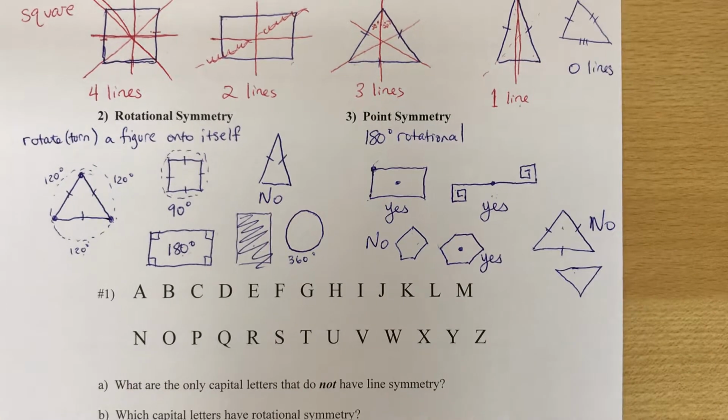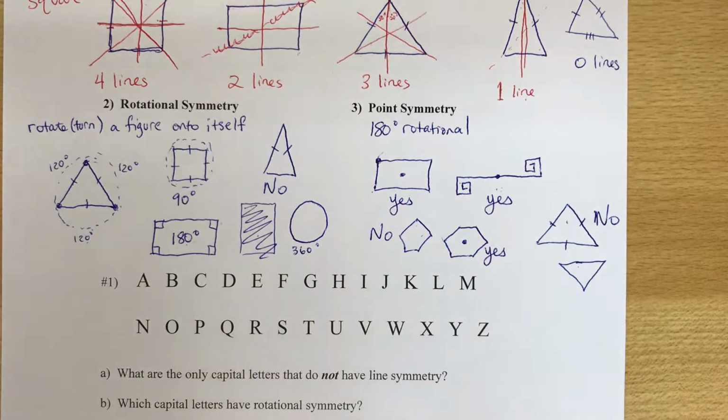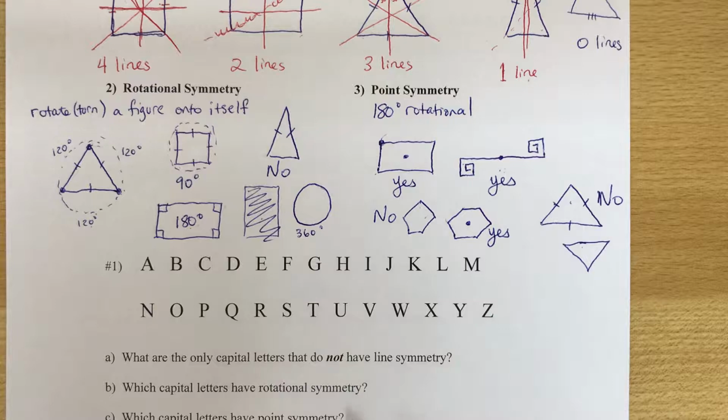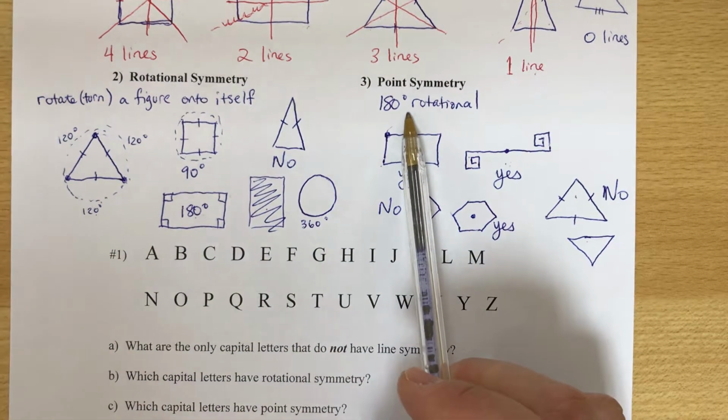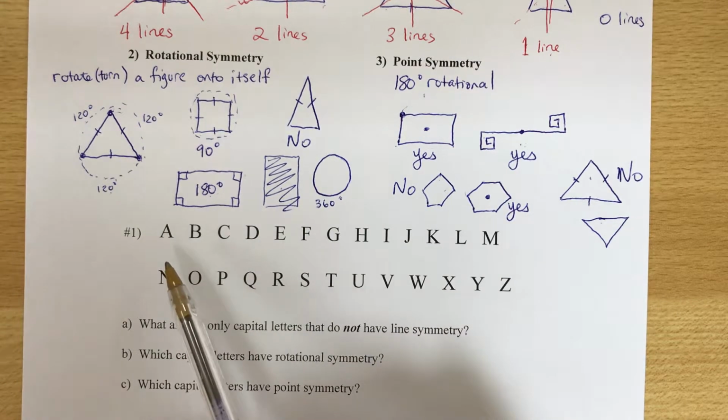Okay, so we're back for part 2. So we have line symmetry, rotational, and we have point, which is special rotational, specifically 180 degrees. Example 1, we're going to do a few examples.